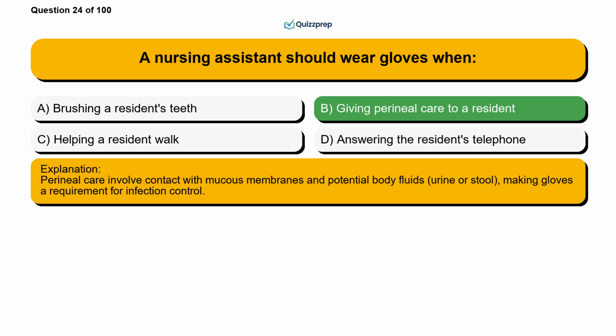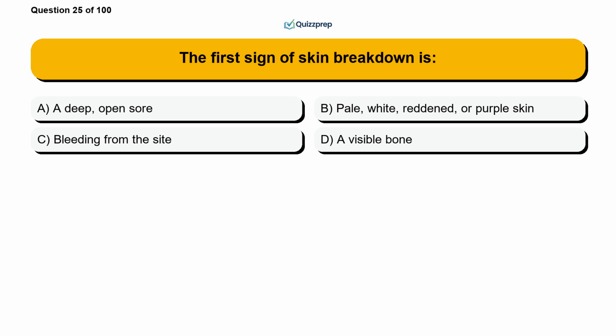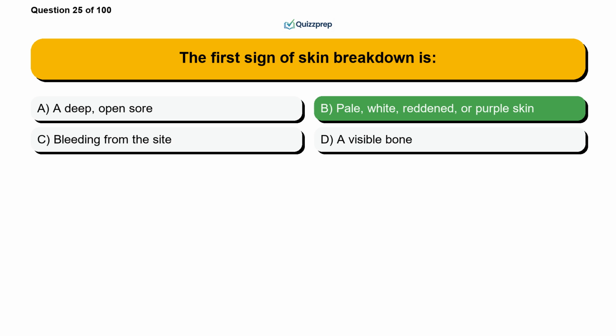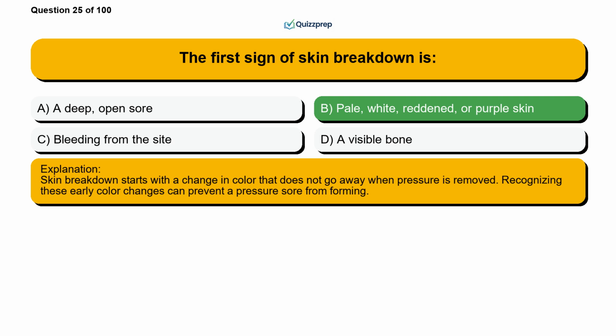control. Question 25. The first sign of skin breakdown is: option A, a deep, open sore, option B, pale, white, reddened, or purple skin, option C, bleeding from the site, option D, a visible bone. The correct answer is option B, pale, white, reddened, or purple skin. Skin breakdown starts with a change in color that does not go away when pressure is removed. Recognizing these early color changes can prevent a pressure sore from forming.